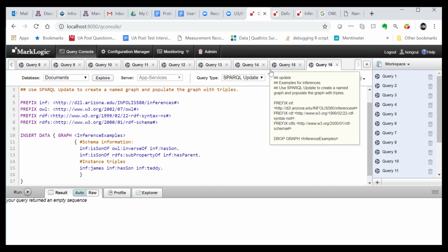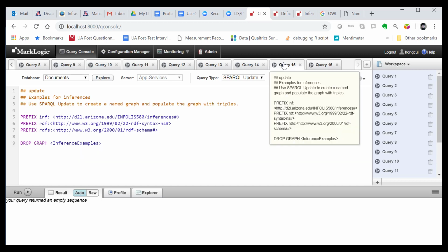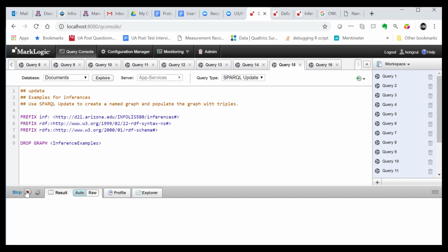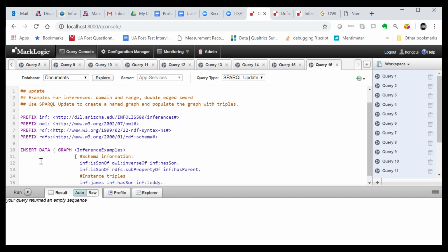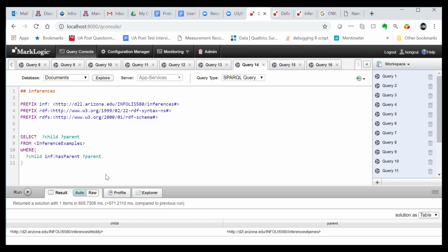Okay, I have, like we always did, dropped the previous graph and constructed this graph. So I want to draw attention to that. Again, we're using update because we're creating a graph. And also because we start to use OWL inverse, we want to include namespace OWL here. Otherwise, obviously, the system is going to throw an error. So now we can construct this graph, and then we can ask questions about the parental relationships.